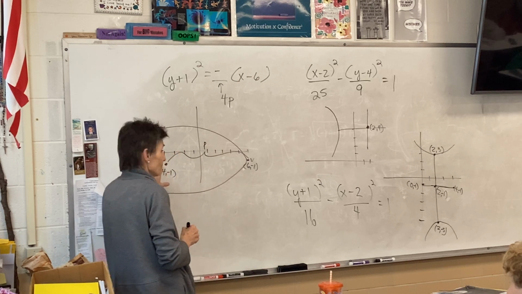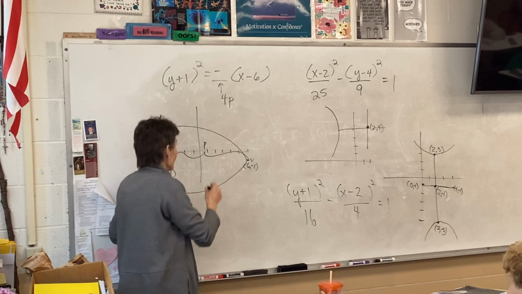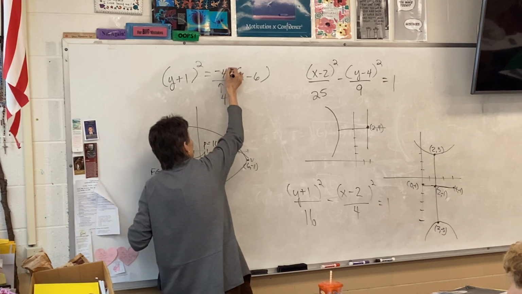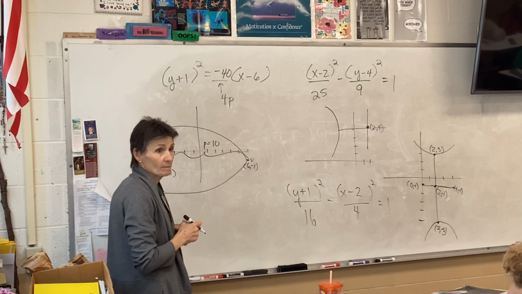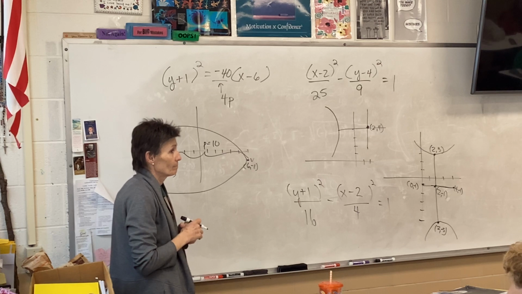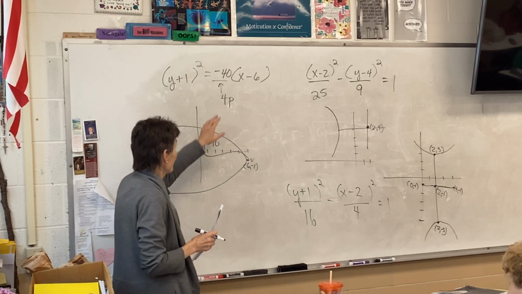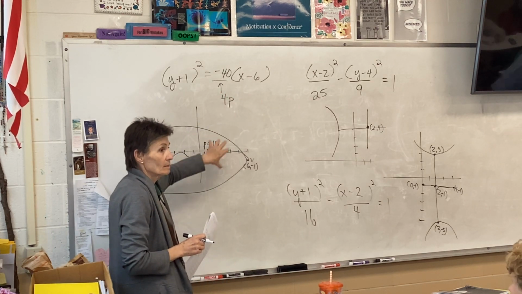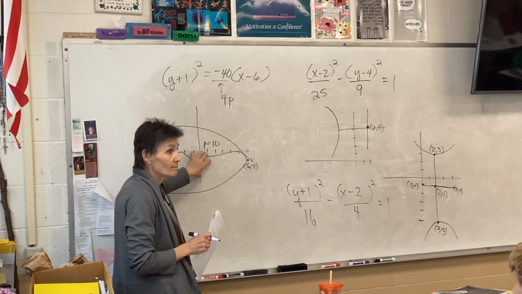What is that? 10? That distance is 10. So if p is 10, then 4p will be -40. Negative because it's left. That 40 is what? The focal width? Tell me about this parabola. It is very fat, very big.